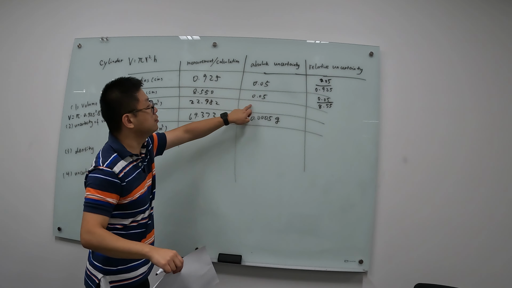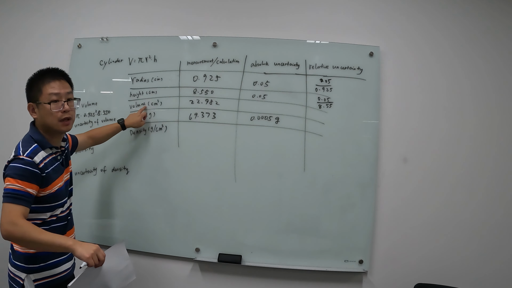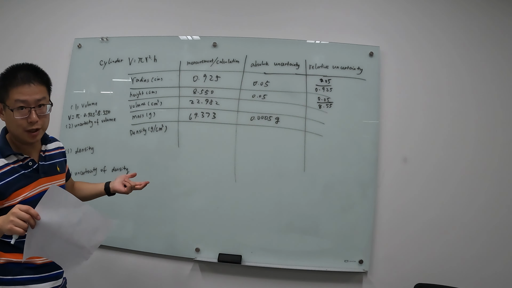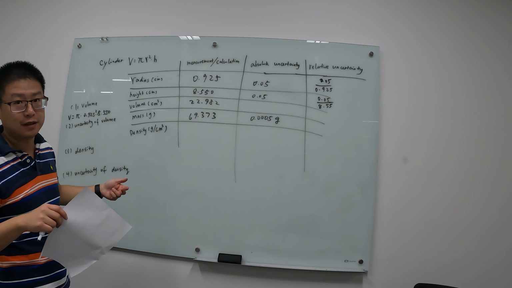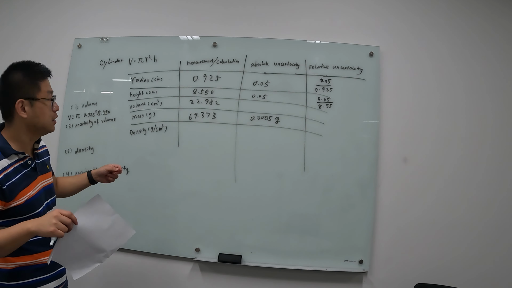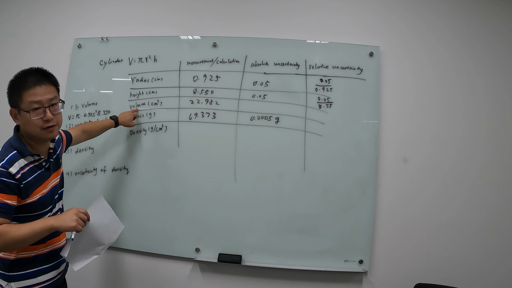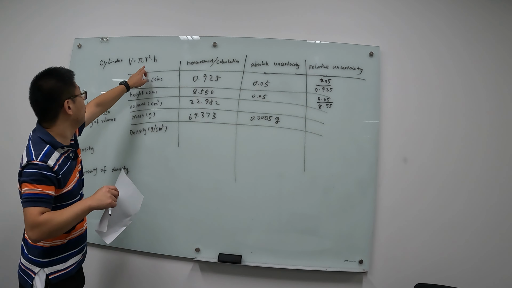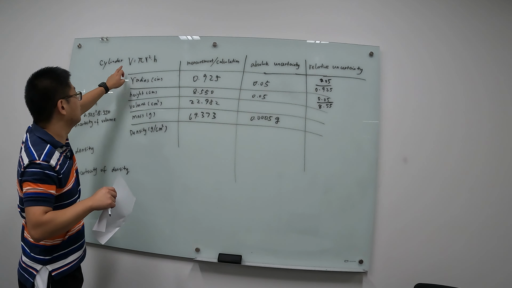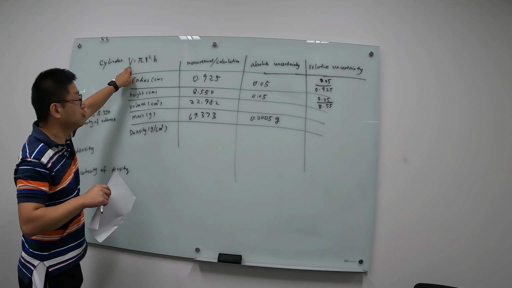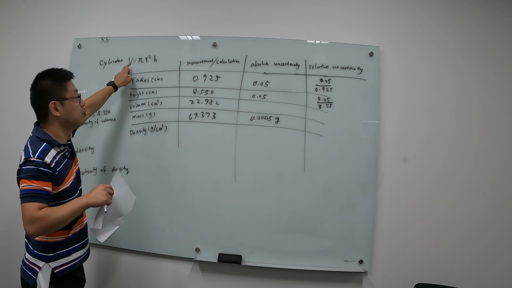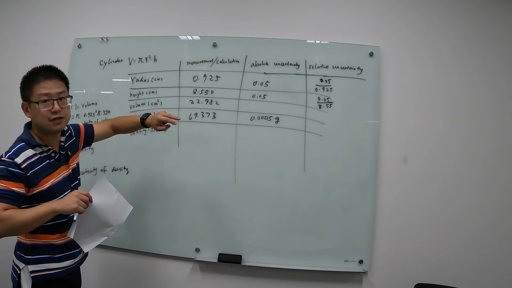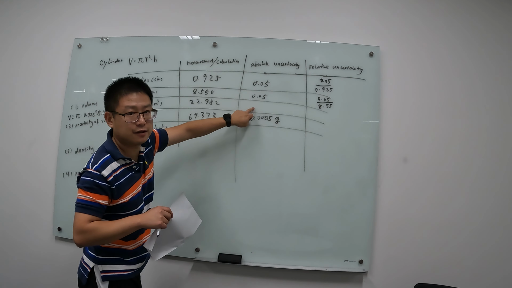How about the absolute uncertainty for the volume? Because we didn't measure the volume directly. If we measure a value directly, that's half of the smallest division. Because we calculate the value instead of measuring it, we need to propagate the uncertainty of r and h to calculate the uncertainty of V. How do we do this? First, we calculate the relative uncertainty, and then multiply the volume by the relative uncertainty. We can get the absolute uncertainty.